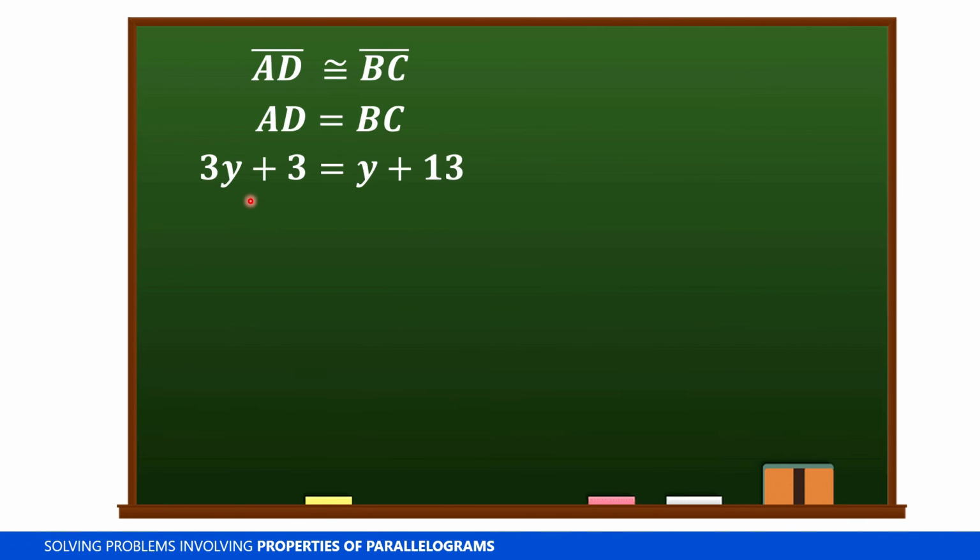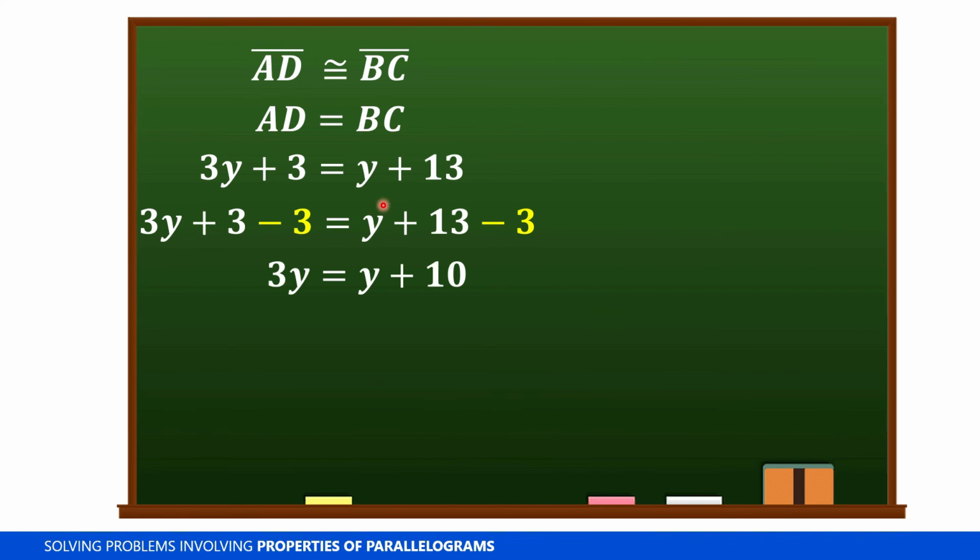Now let's try to determine the measurement or the length of AD and BC by solving for y first. So just like what we did with our first two sides, we're going to solve for y here. Let's eliminate positive 3 here using addition property of equality. Let's add negative 3 to both sides of the equation. So we have 3 minus 3, that is equal to 0. 3y will remain here. And then on the other side, y plus 13, let's just copy y. And then 13 minus 3, that is equal to 10.